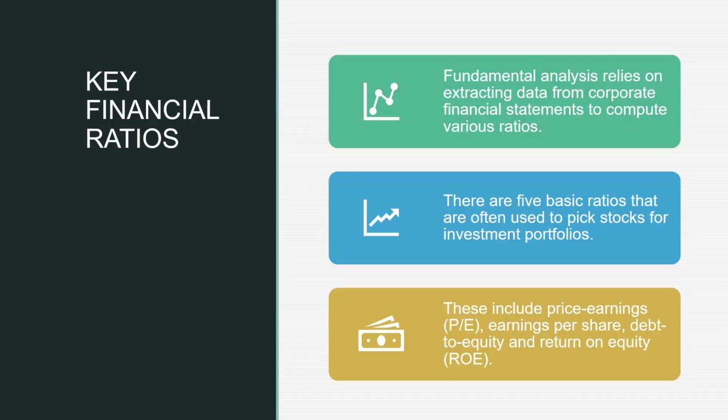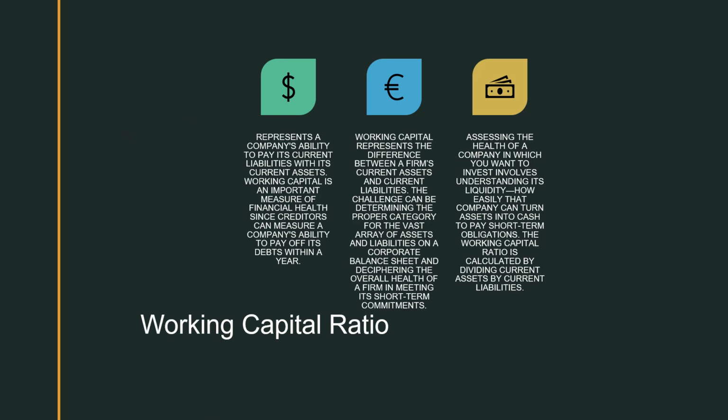Using key financial ratios relies on extracting data from corporate financial statements to compute various ratios. There are basic ratios that are often used to pick stocks for investment portfolios. These are price earnings, earnings per share, debt to equity, and return on equity.